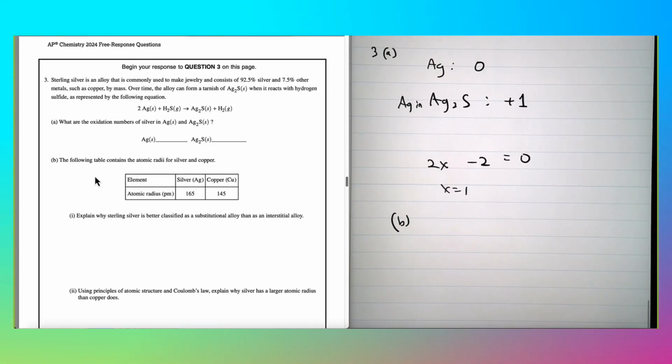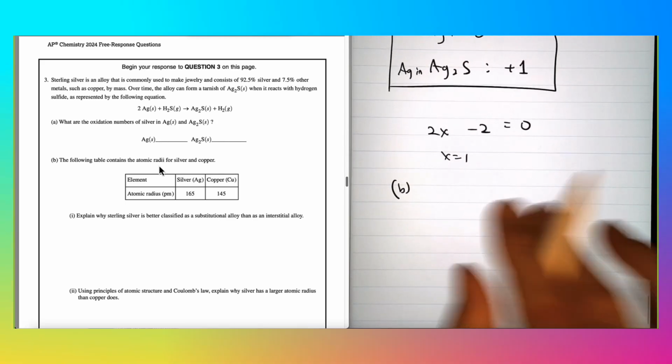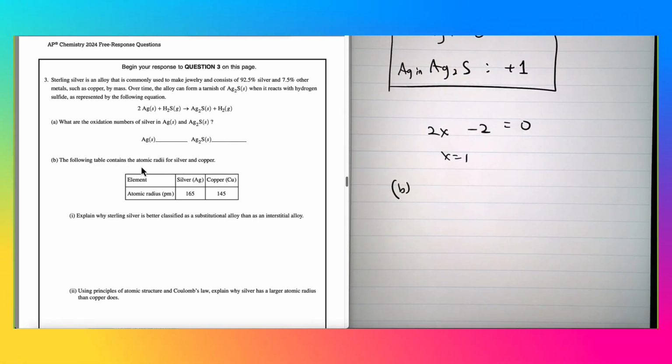Part B. The following table contains the atomic radii for silver and copper. Okay, let me actually box the answer. So they give us the atomic radius of silver being a little bigger than copper. Explain why sterling silver is better classified as a substitutional alloy than an interstitial alloy. Now let's just recap the difference between the substitutional and interstitial.